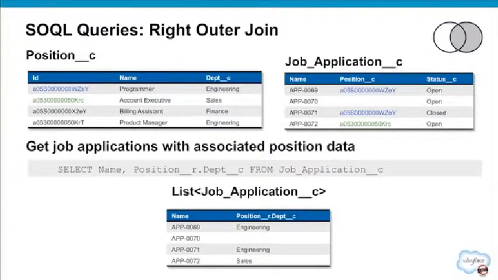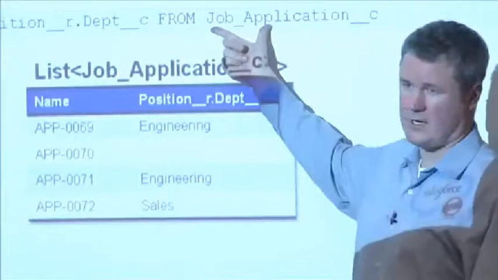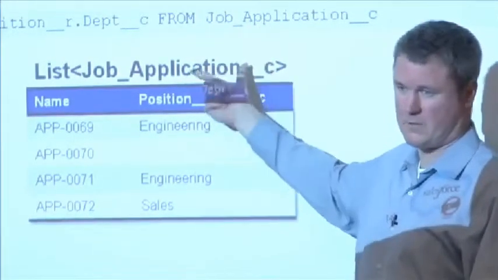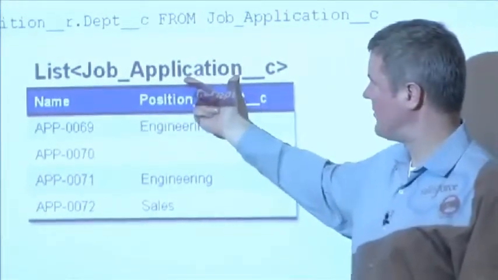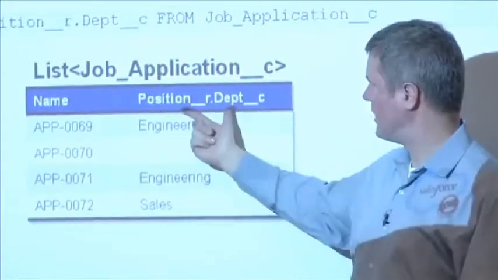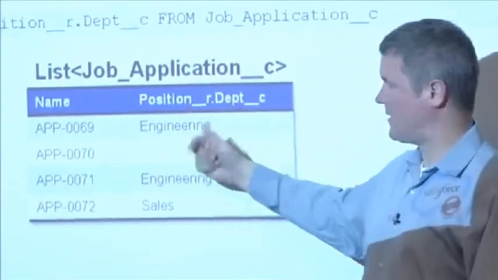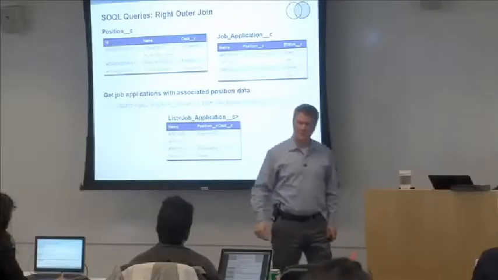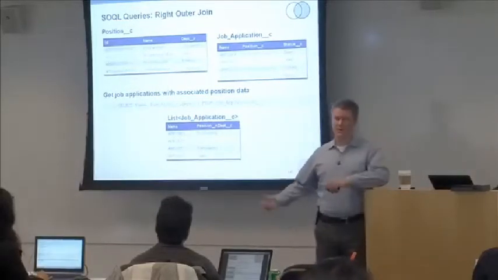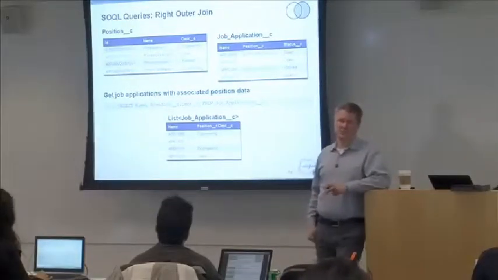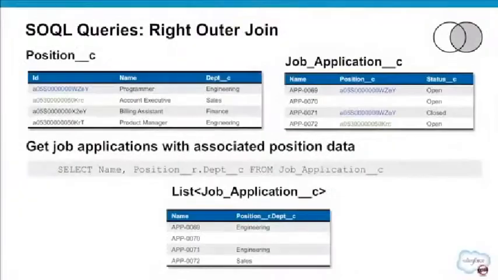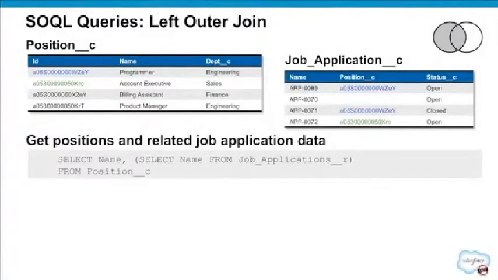An important point to make right here is that my return type is still strongly typed based on where I'm selecting from. I get back a list of job applications, and where there is a value for the department, we return it. Otherwise, if we attempt to read it, it's just going to be null. But it's a single result. All right, let's do a left outer join.